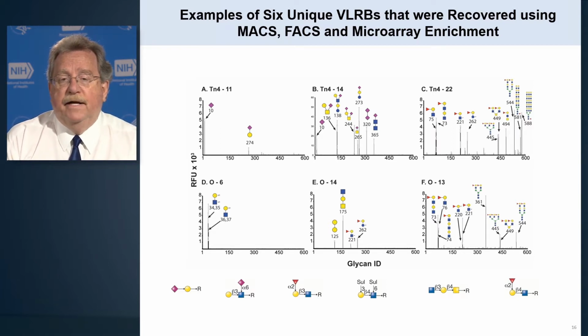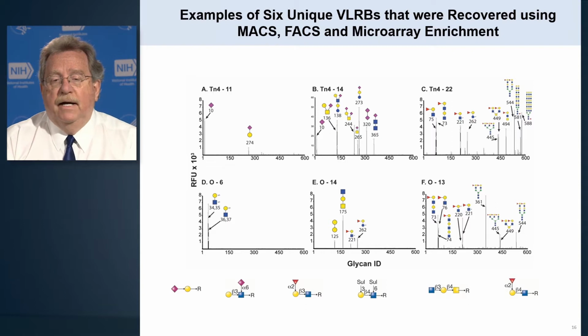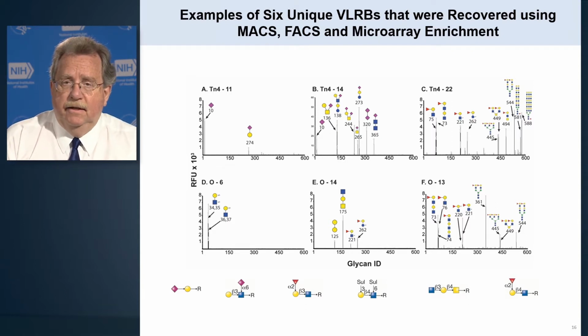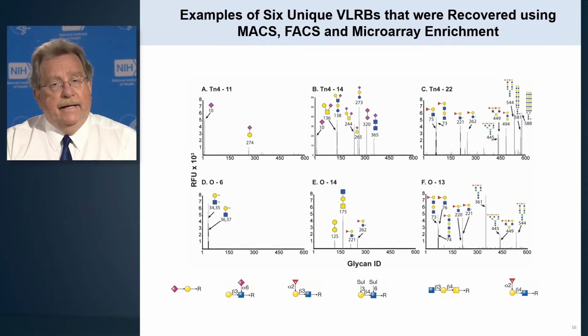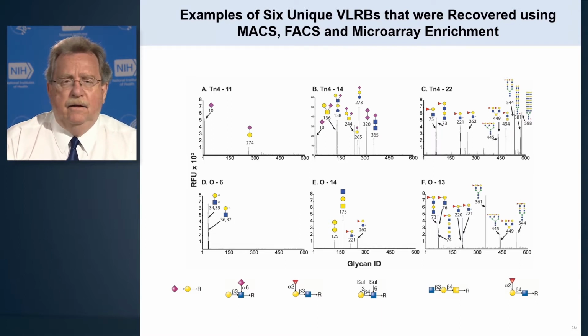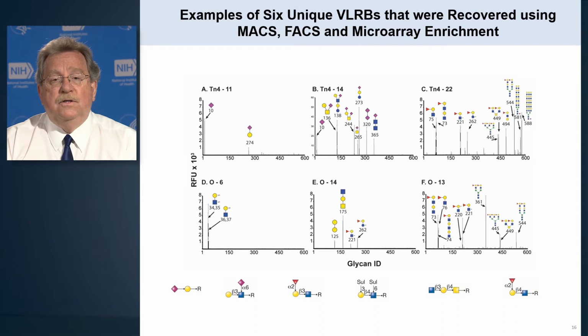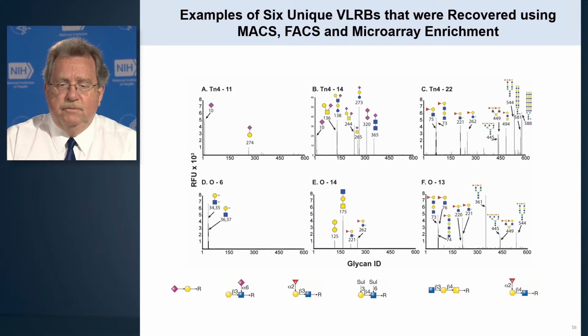TN4-11, TN4-14. Each one binds a different antigen on our glycan microarray. Some of those we've identified exactly what the epitope is, and some we're still working on it. But the epitopes are listed down below. Some of them are sialic acid containing, with that red diamond.